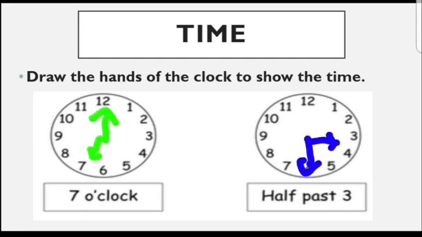So children, I hope now you have learned how to read time in o'clock and half past form. Okay, so you have to do some more examples and then you will clearly understand how to read time.